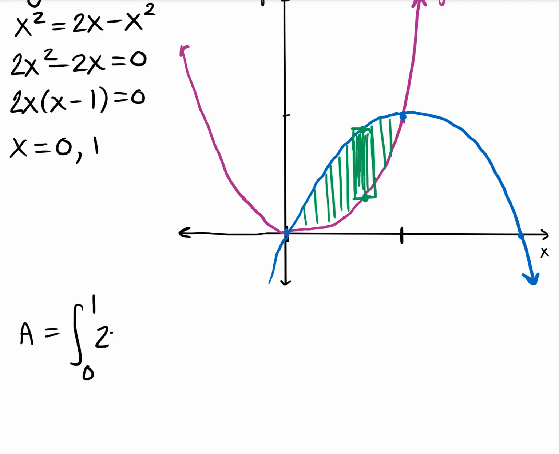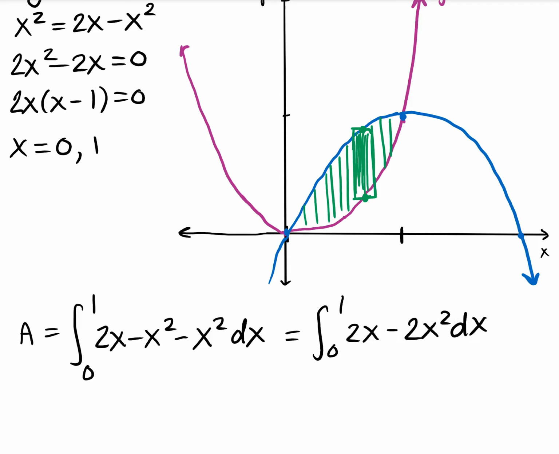The function that's going to go first is the 2x minus x squared, because that's the blue graph, and then minus whatever that pink graph is, which is x squared dx. So once you actually get to this point, that's where it becomes pretty easy, where you're just doing a pretty simple antiderivative. These antiderivatives aren't going to be super complicated. Some of them might be a little bit more than the others, but then I get 2x minus 2x squared, right, dx. Take that antiderivative. We get x squared minus 2/3 x cubed evaluated from 0 to 1.